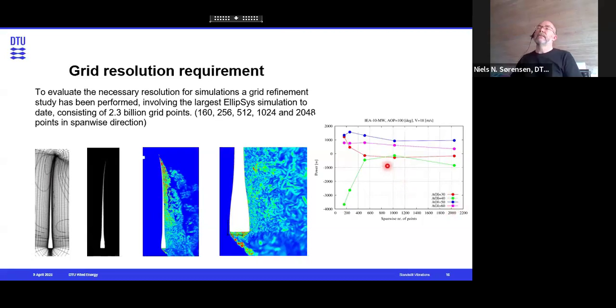And what we typically see is that the lower inclination angles, so when the flow is nearly perpendicular to the blade, are extremely difficult to get grid independent. And here we actually ended up with around 2.3 billion grid points, and we still saw variation in the 40-degree inclination case. So it can be quite grid demanding to get very accurate results for some of these situations.